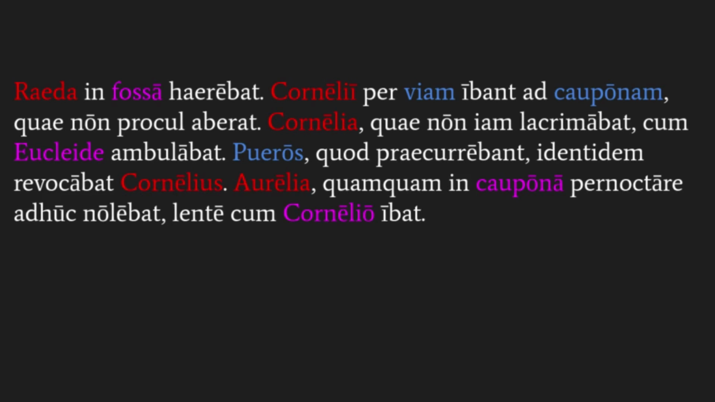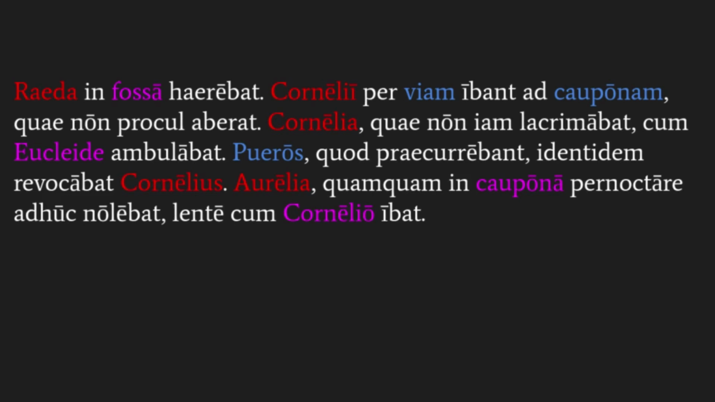Cornelia, quae non iam lacrimabat, cum Eucleide ambulabat. So Cornelia, who no longer, non iam, lacrimabat, was crying. It's imperfect tense. So who no longer was crying. Ambulabat, was walking. Cum Eucleide, with Eucleides. It's ablative because cum always takes an ablative noun.